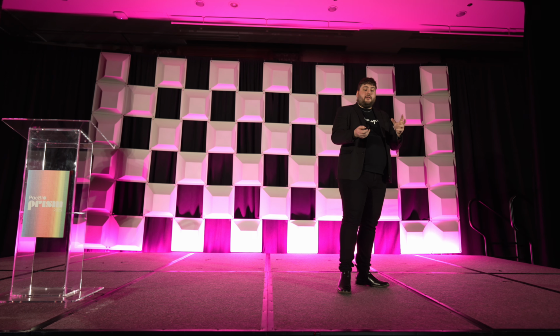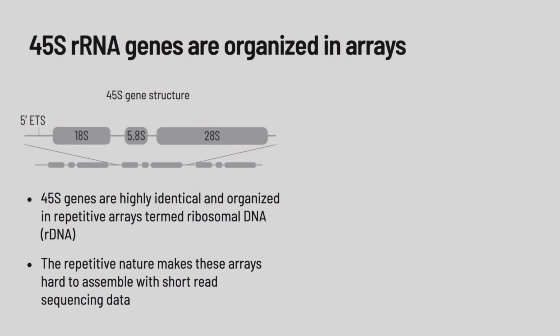Even though there are 4 rRNAs that make the ribosomes, for today's talk, I will be only focusing on these 3 that are encoded in the same transcriptional unit, the 45S rRNA gene. These genes are special because they are organized in highly identical repetitive arrays. Each of these transcriptional units encoding these 3 mature RNAs is usually 10 kb, and there are hundreds of copies of these, representing hundreds of kilobases of DNA to even megabases of DNA. So these arrays are really massive.